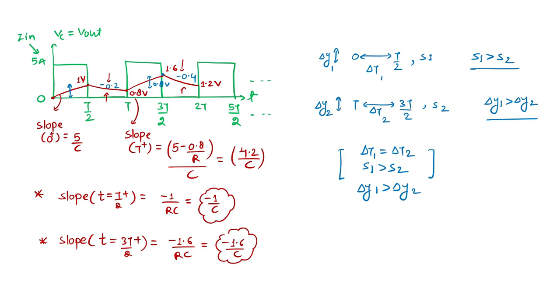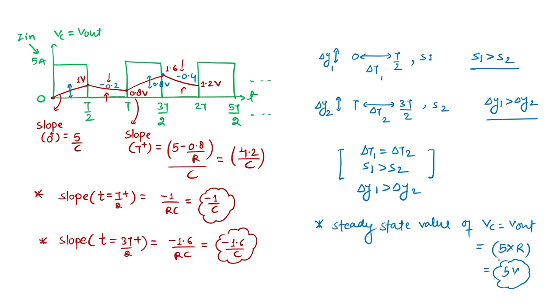Now you can see slowly it will reach the final value, which is 5 volt, or I can say 5 R, because input times R. So the steady state value of VC or V out that the capacitor will reach is 5, which is input current times R. If my R is 1, then this is 5 volt. So this thing you have to see. What is the discussion telling here?